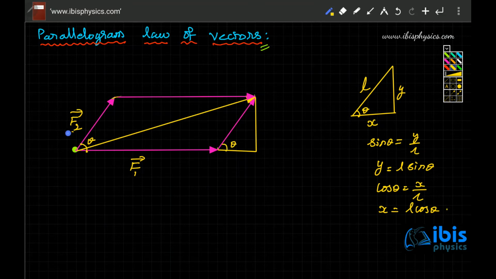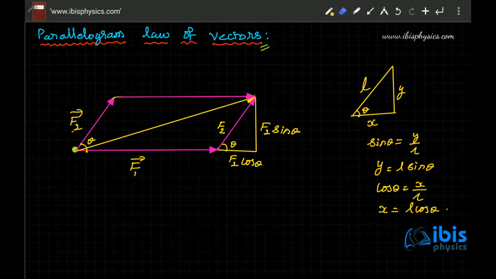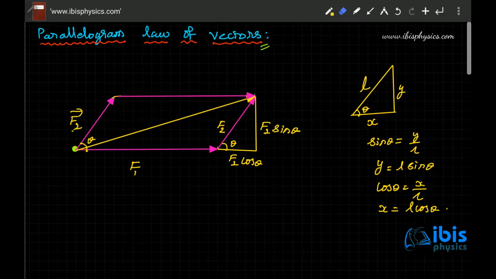The length of this line is the magnitude of the force f2. So this side, y, is L sine theta, hypotenuse times sine theta. If the hypotenuse is f2, this is f2 sine theta. And the adjacent side is here. If the hypotenuse is L, the adjacent side is L cos theta. Here the hypotenuse is f2, so this is f2 cos theta. The length of the line, as we said, is just f1.